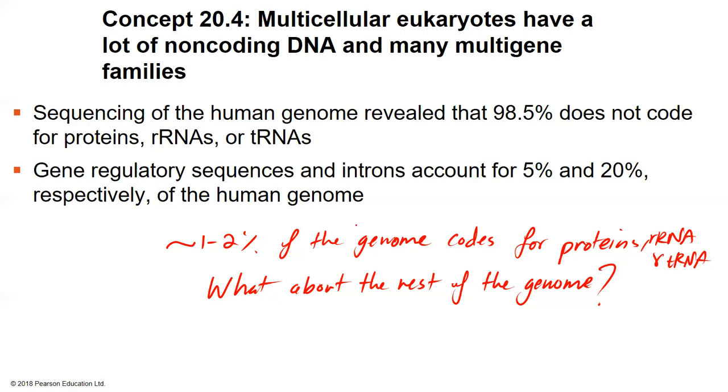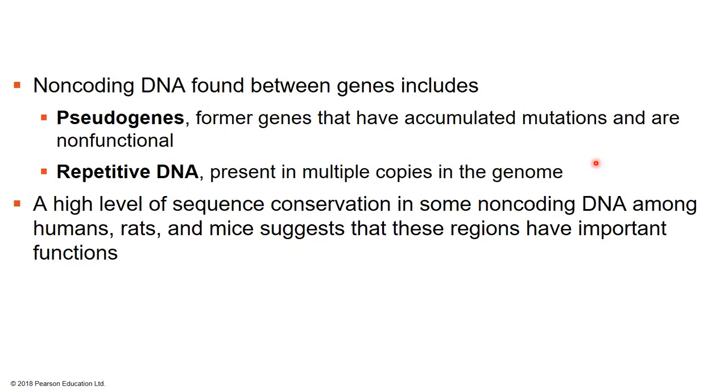It turns out that regulatory sequences, here we're talking about promoters, enhancers, silencers, and many other sequences that are important for the expression of genes, account for 5% of the genome, and introns account for 20% of the genome. So most of the DNA is non-coding DNA.